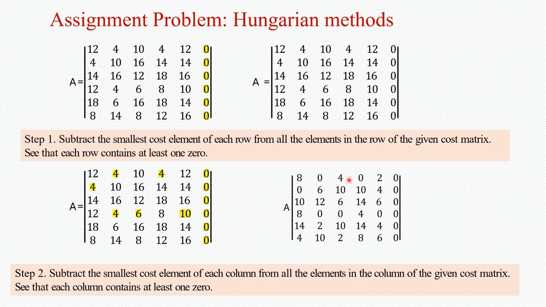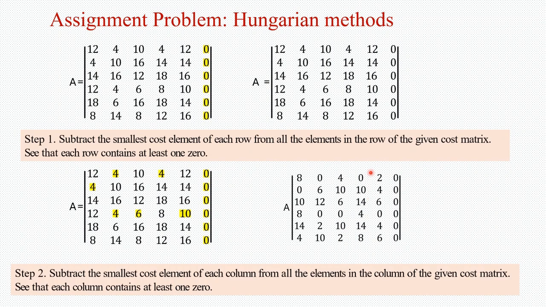The smallest element in the third column is 6, so 10 minus 6 is 4, 16 minus 6 is 10, 12 minus 6 is 6, 6 minus 6 is 0, 16 minus 6 is 10, 8 minus 6 is 2.